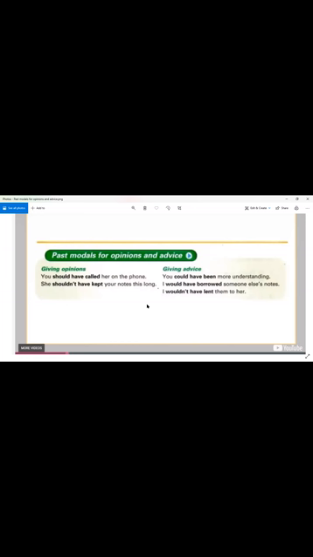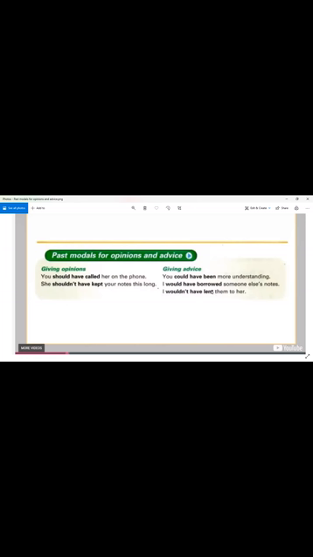Now the second block is for giving advice. You could have been more understanding. How do you say that one in Spanish? Pudiste haber sido más comprensivo. Okay, good. I would have borrowed someone else's notes. Yo hubiera pedido prestadas las notas de alguien más. I would have lent them to her. I wouldn't have lent them to them. How do you say that one in Spanish? I wouldn't have lent them to her.